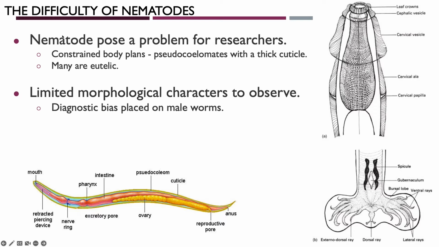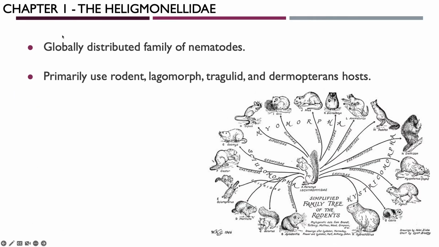So this isn't surprising if you work with nematodes. Nematodes pose a problem for researchers as they are morphologically constrained due to this big old cuticle. If we all go back to when we learned about nematodes, they're tubes inside of tubes. And a bigger issue is that most of their diagnostic traits are found in the first anterior third and the last posterior third. And there's a diagnostic bias placed on male worms, which is also an issue. If we think about it, there are fewer male worms present compared to females, as we don't need as many males to inseminate females.